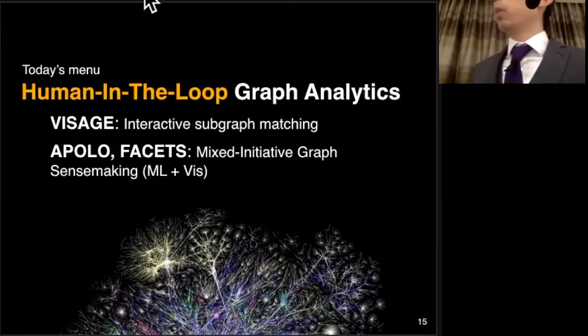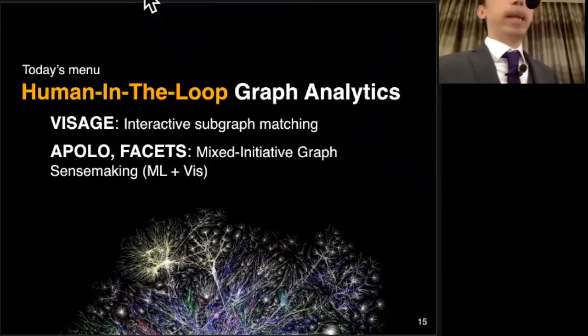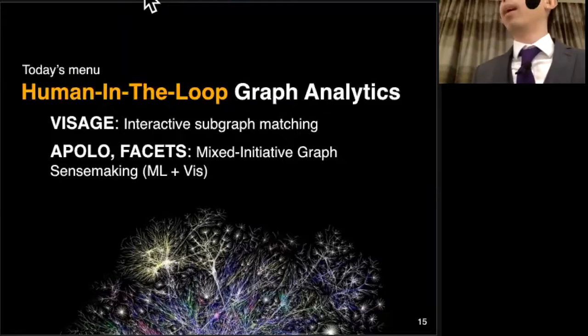So the first system we call Visage is to help people find interesting subgraphs or subnetworks from a large graph. So you can think of this as a tool to help people get started in their analysis. So instead of having a million or billion node graph, it can help you pick out the interesting thing where you might want to start. But only knowing where to start is not sufficient, right? You want to also know where to go next.